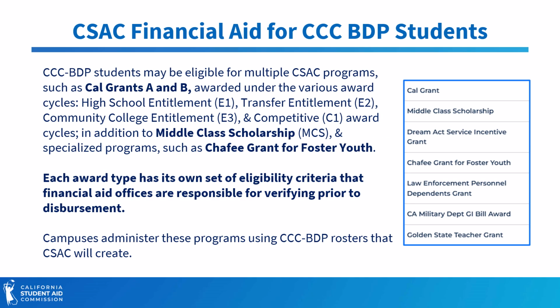As you prepare to administer the Cal Grant for your BDP students, know that they may also be eligible for or already awarded other CSAC programs, such as Middle Class Scholarship or the Chafee Grant for foster youth. Just be aware that each award program or type has its own set of eligibility criteria that the financial aid offices are responsible for verifying prior to disbursement. So be sure to check all rosters for students who may be awarded financial aid beyond Cal Grant so that students are paid for all state financial aid programs for which they are eligible.